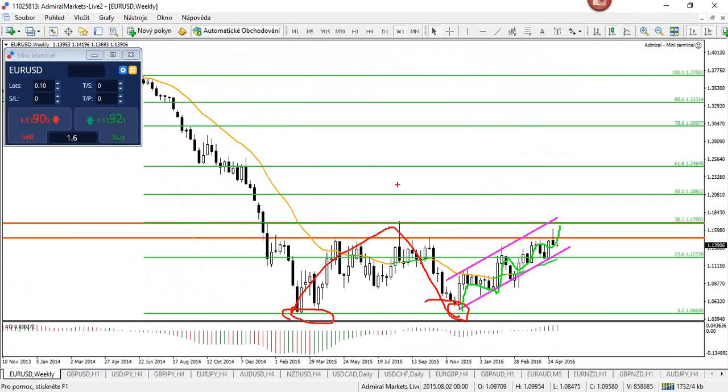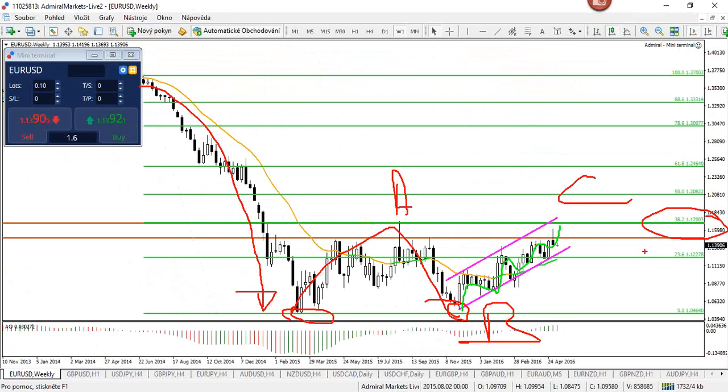If you like waves, this could be your ABC correction. We had decent momentum to the downside here, or not decent, that's understating. We had great momentum to the downside. ABC pattern, a 38.2 fib retracement, respected.